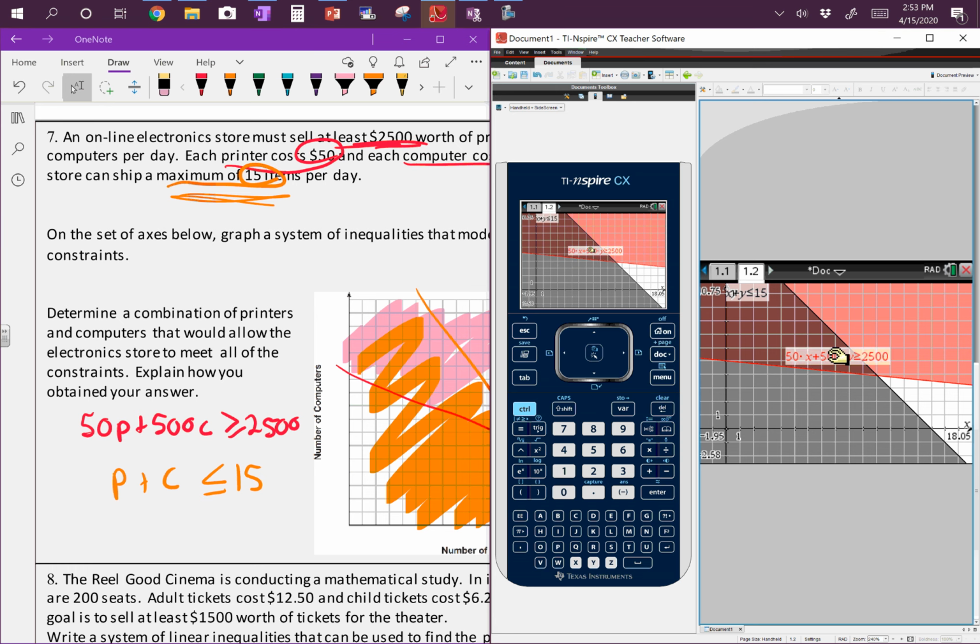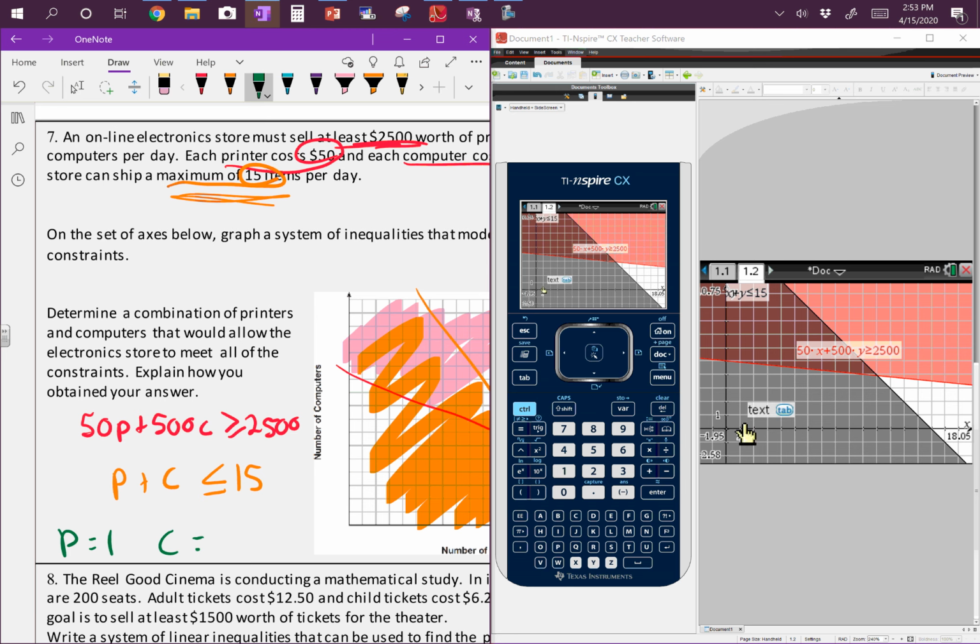So I'm going to start with what was my X. My X was printers, so one printer. So printer being 1. And computers being how many computers? If I only sell one printer, 1, 2, 3, 4, 5, let's do 6 computers. That would work. 7 computers would also work. 8 computers would work. All of these would work right here.